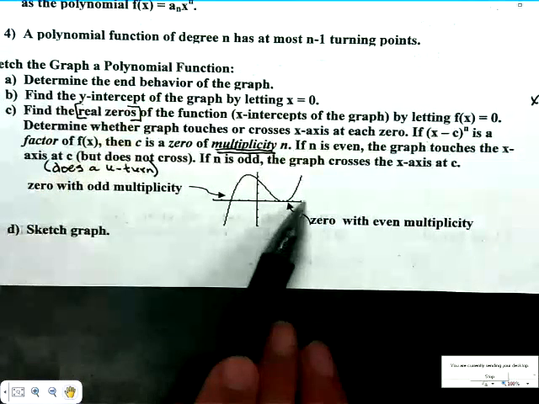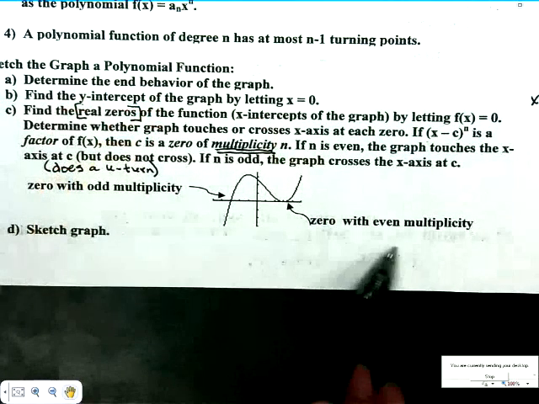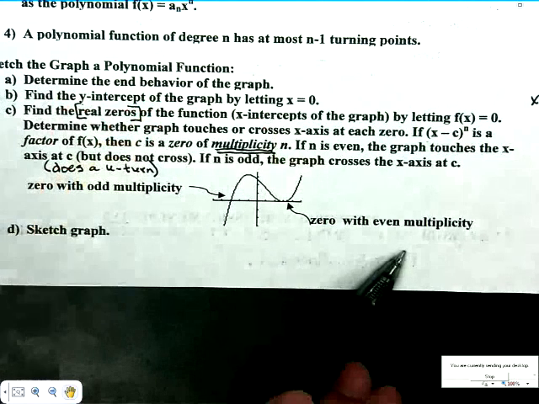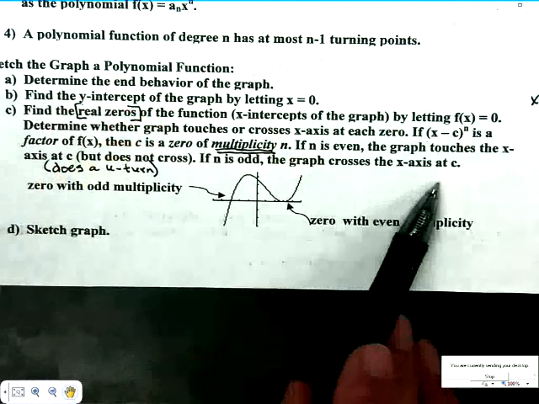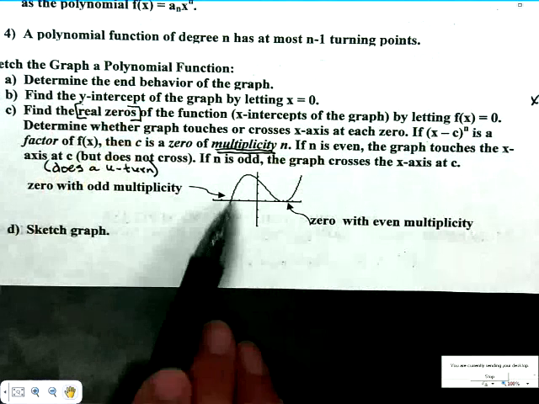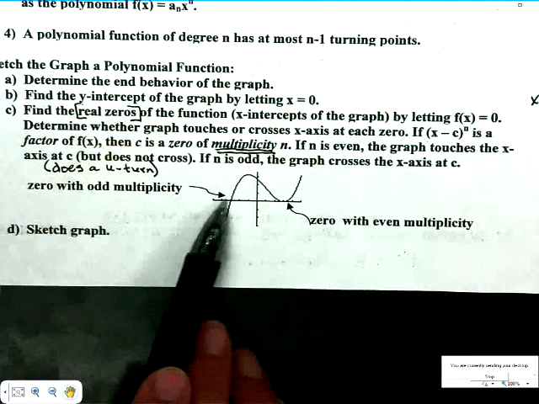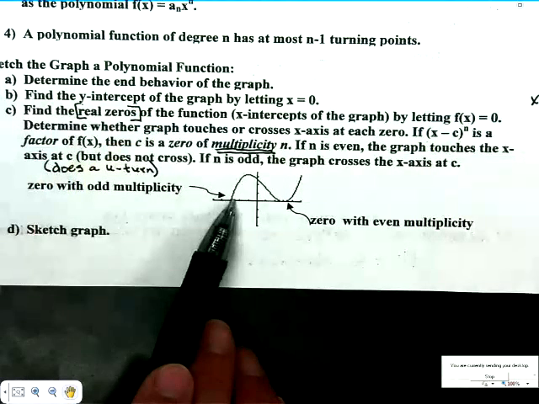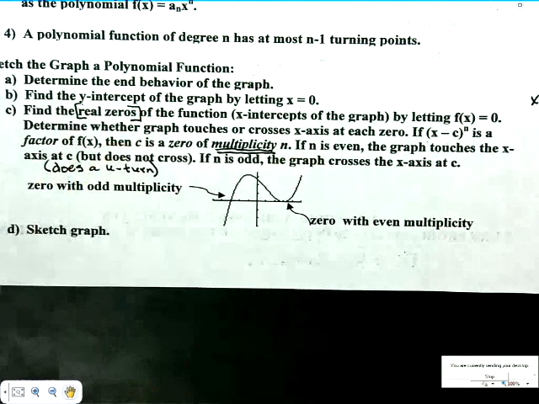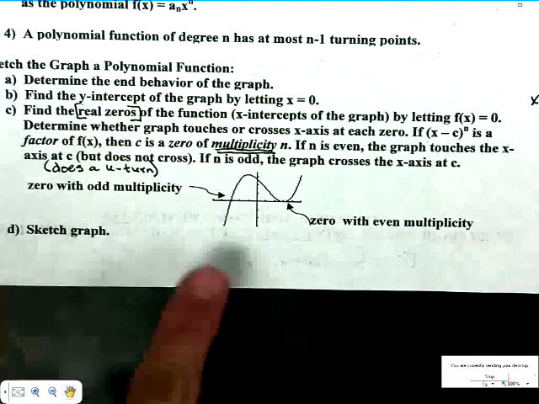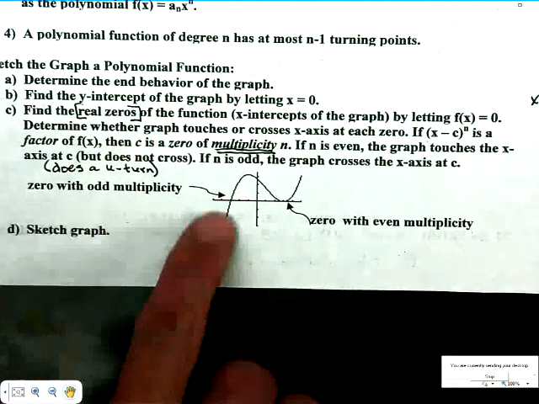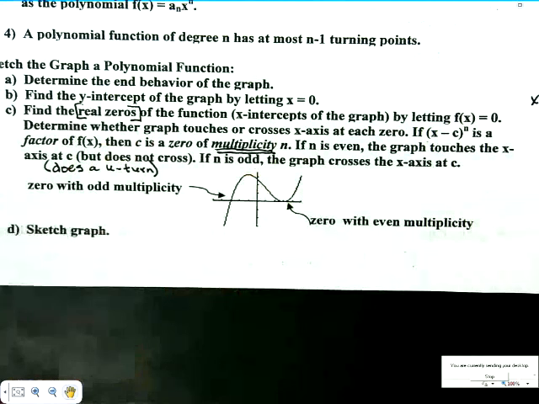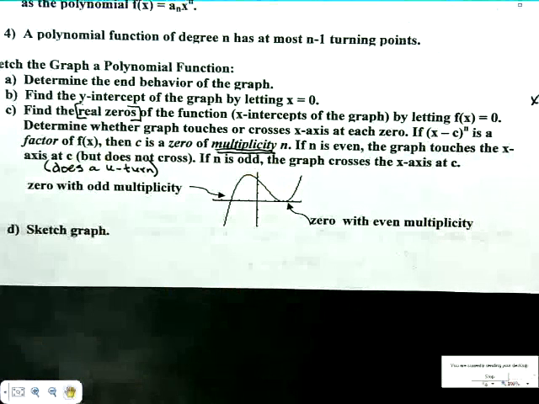What I know about that factor is that its exponent was even. If n, the exponent, is odd, the graph crosses the x-axis at c. So right here where the graph crosses the x-axis, this x-intercept, I know it came from a factor that had an odd exponent. So even exponent, the graph's going to touch and do a U-turn. Odd exponent, the graph's going to cross the x-axis at that point. That'll make more sense when we see an example, which is exactly what we're ready to do.